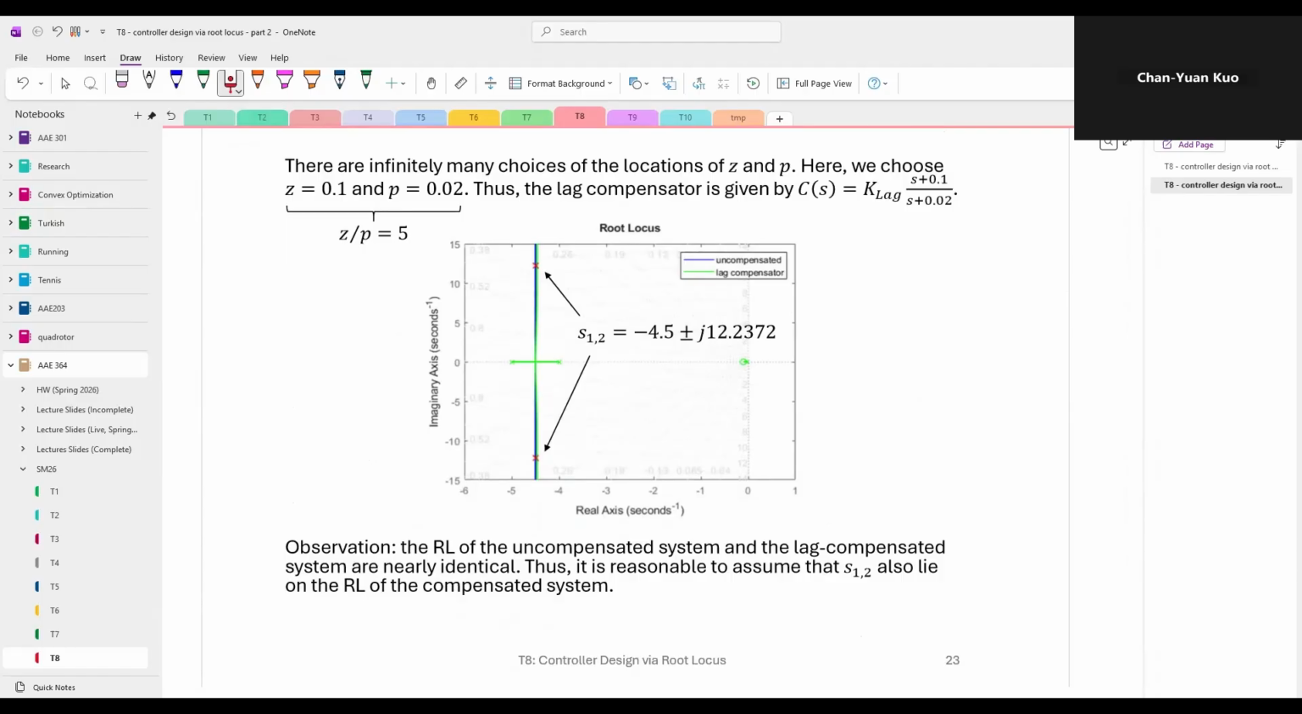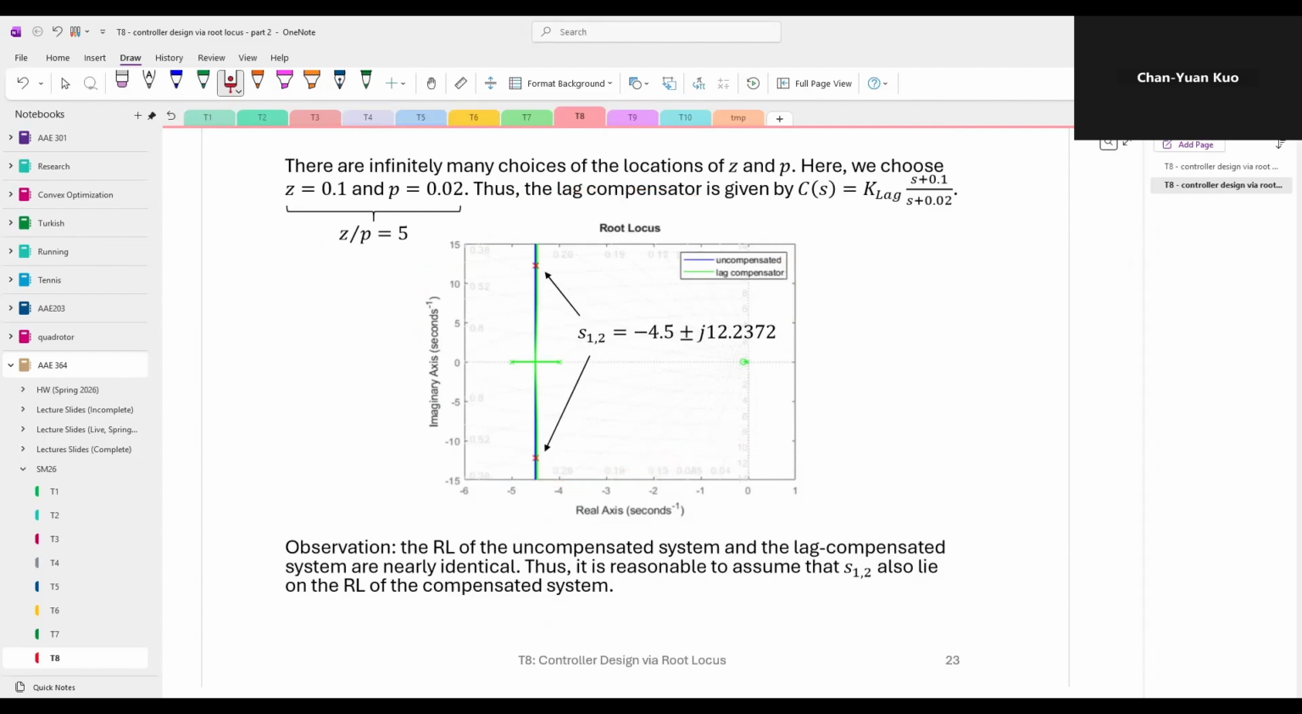And again, just like the PI controller, there are infinitely many choices of the locations of the pole and zero. And here, just to illustrate how it works, let's consider one such that the zero is placed at negative 0.1 and the pole is placed at negative 0.02. And in this case, the ratio of z to p is 5, which is twice as much as we needed. And again, notice that this choice ensures that the root locus of the compensated system closely matches the uncompensated one.